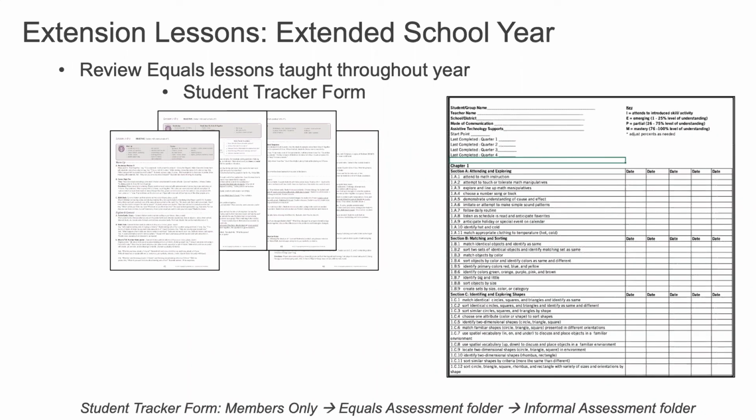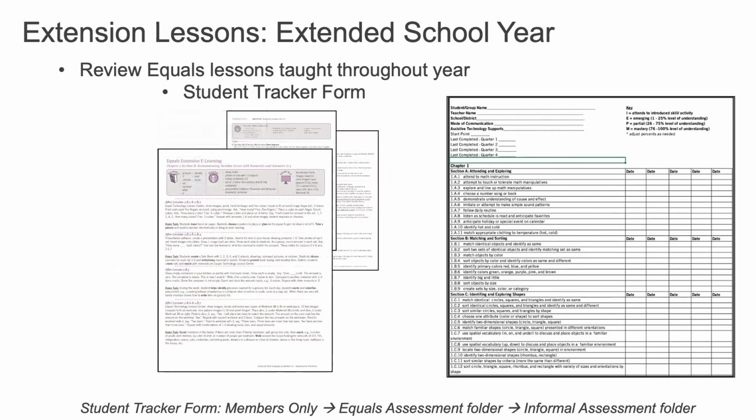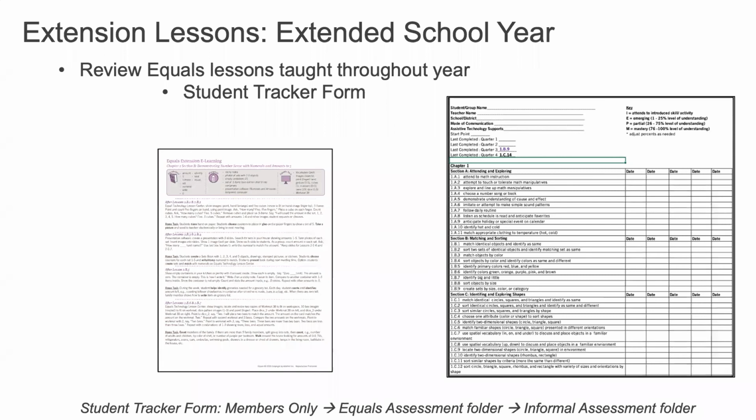To help the ESY teacher or even just yourself keep track of the Equals lessons that have been taught during the year, you can use the student tracker form found within the members only content within the informal assessment folder. This form can be used to identify specific lessons that have been taught and where you left off at the end of the year. Lessons that are highlighted are those that may need additional focus or may be related to a goal the student is working on. Those highlighted lessons may be the extension lessons that are focused on during your extended school year.